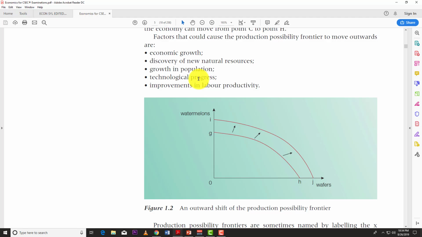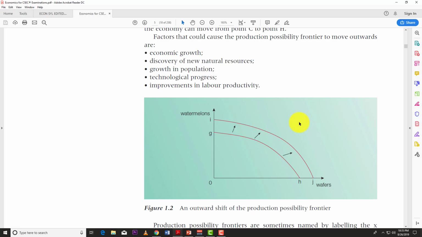Technology means that you get a nice harvester. So what 10 men could have harvested, one machine can harvest in a shorter span of time, which means you have more resources in the economy. So technology can help you do things faster and more efficiently. So technology will increase the efficiency and cause the curve to shift outwards.